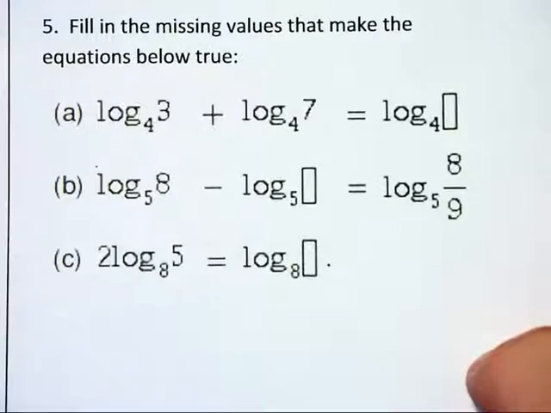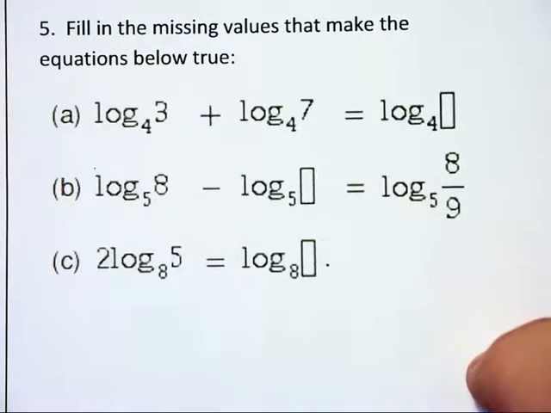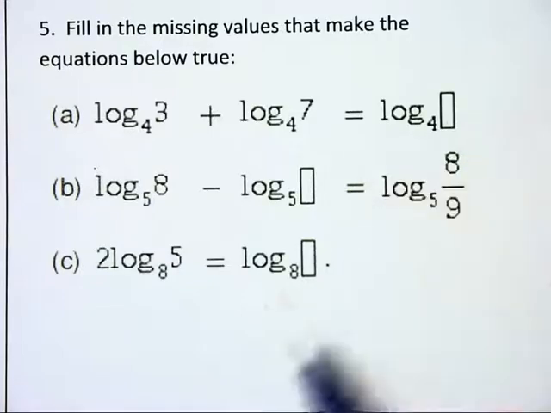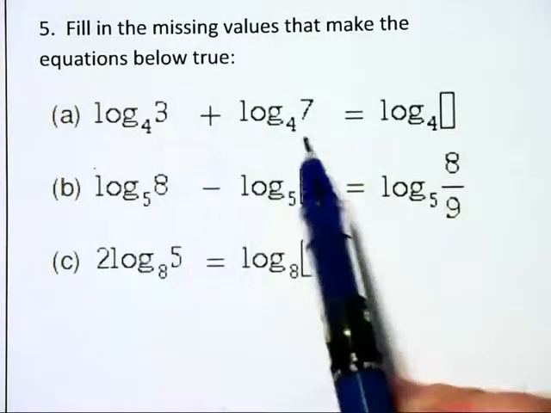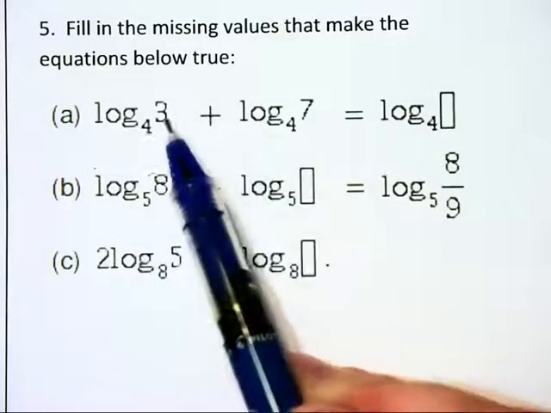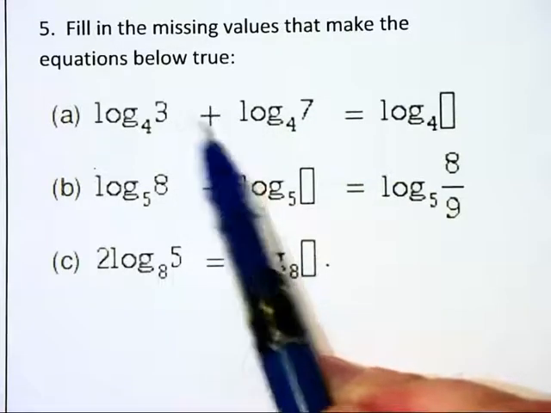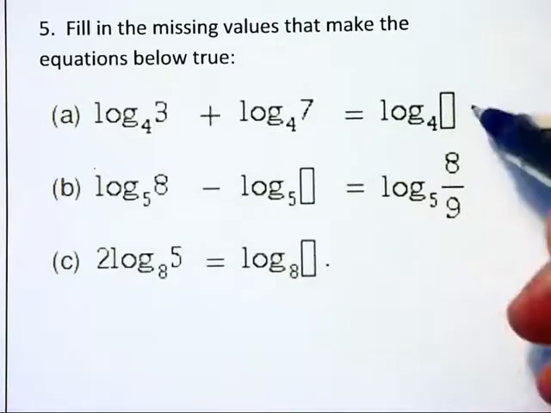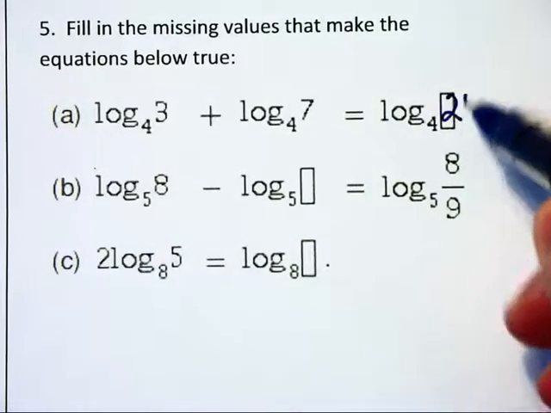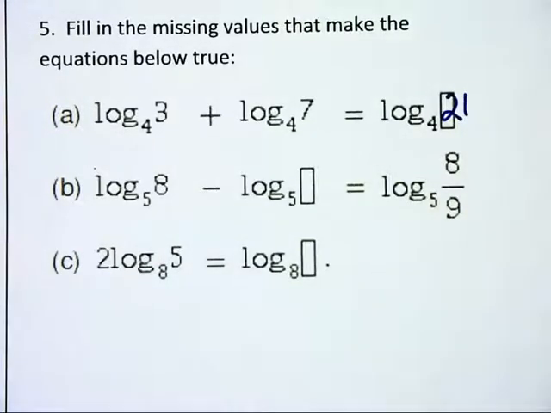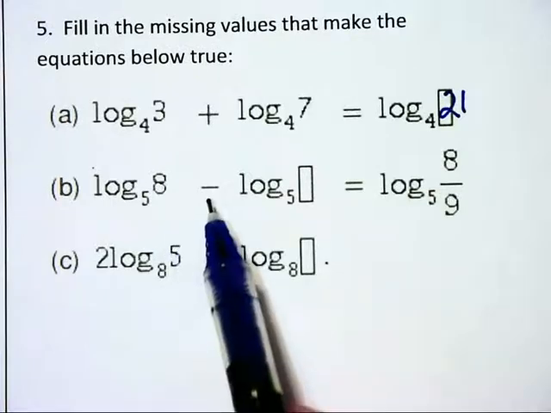Let's do one last problem where it's kind of a fill-in-the-blank problem. What should be in each of these blanks? Here in problem A, both of these are log base 4. We've got a 3 and the 7. When we add two logarithms together, we take the product of their arguments, and so this should be a 21 inside that blank. We have subtraction in this next case.